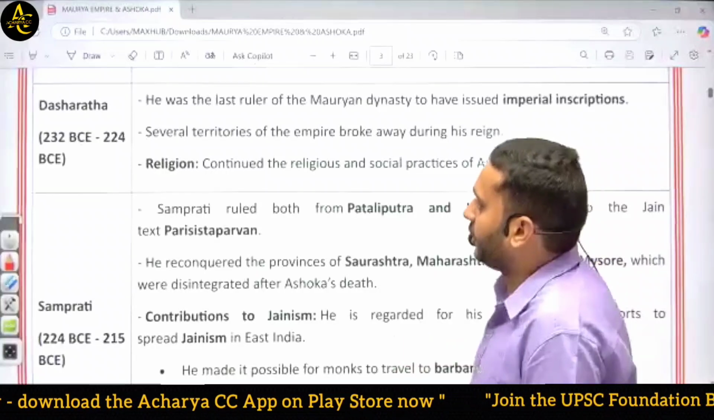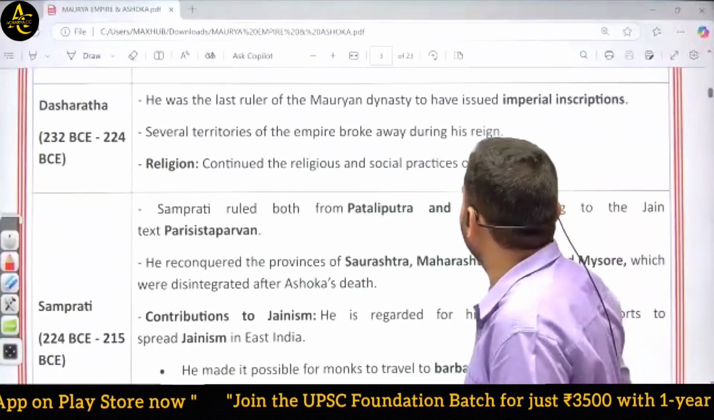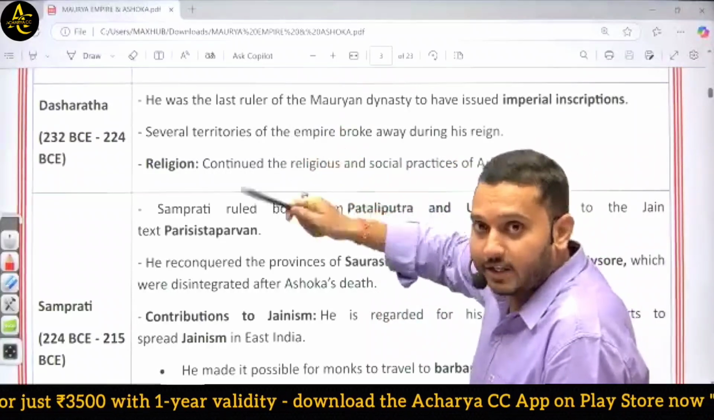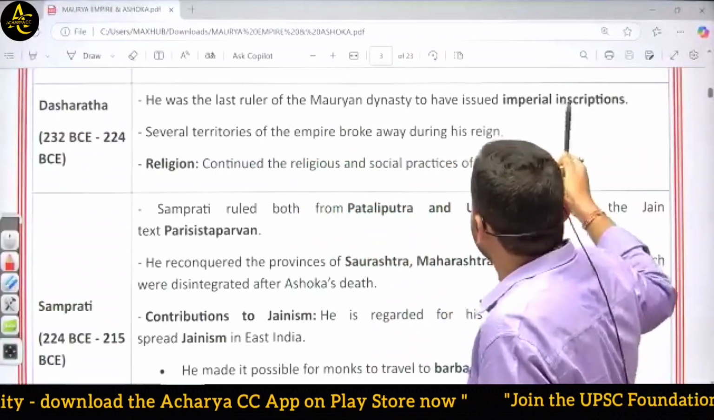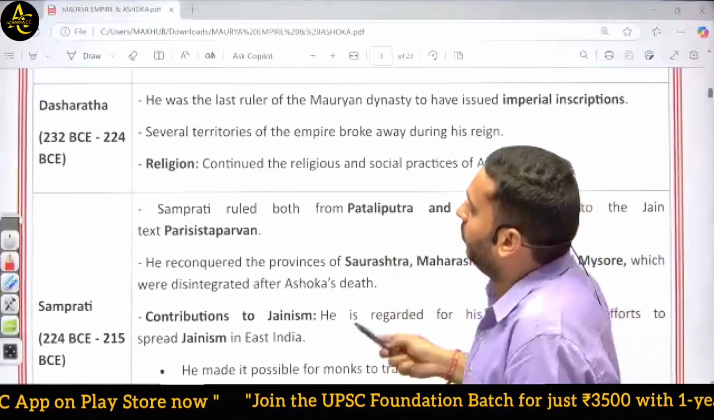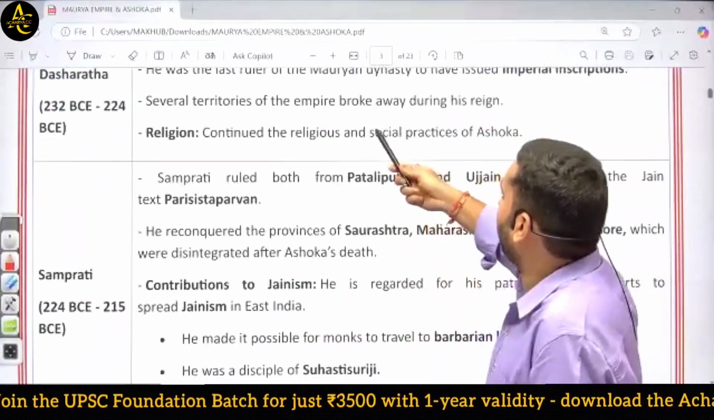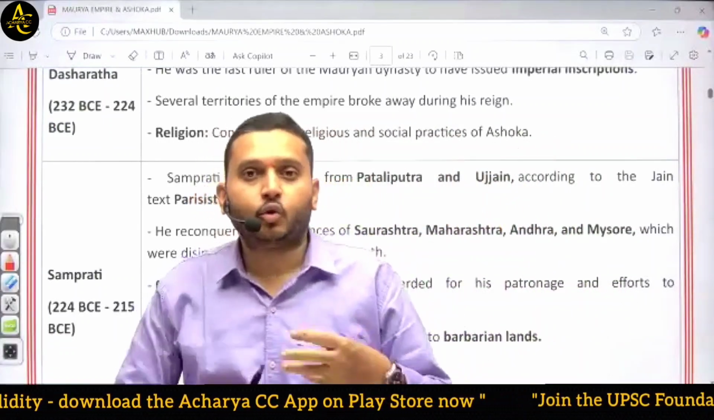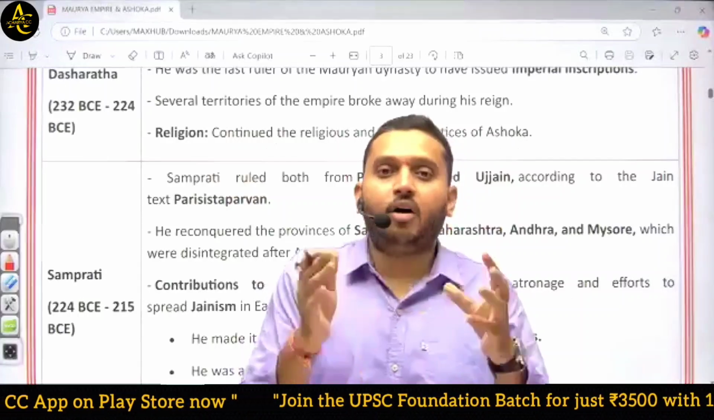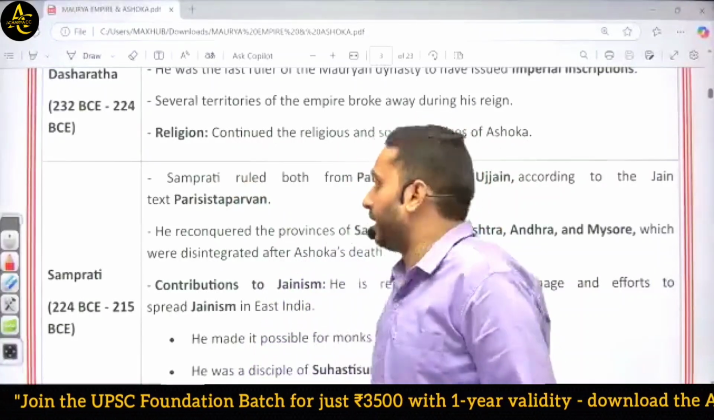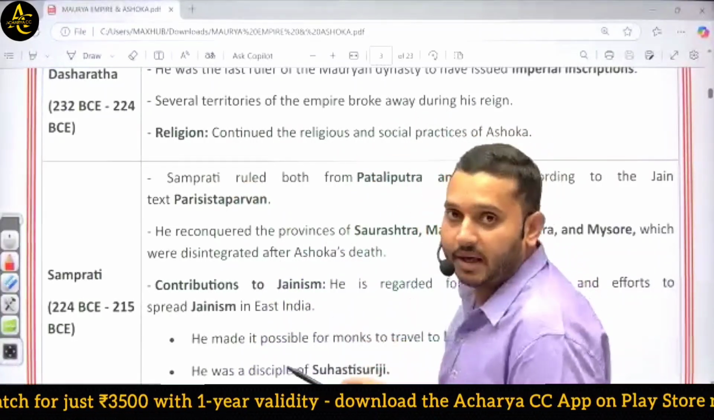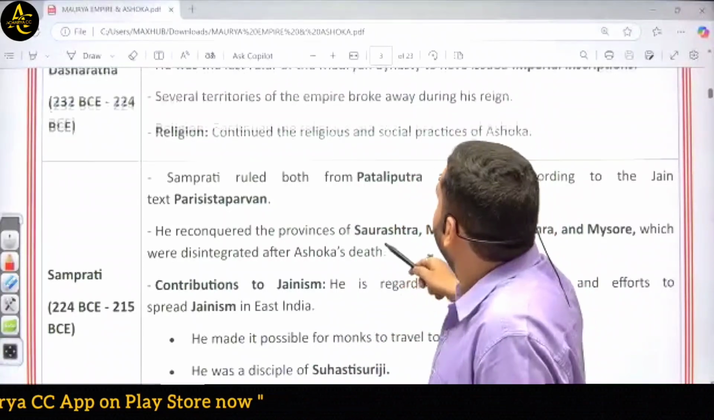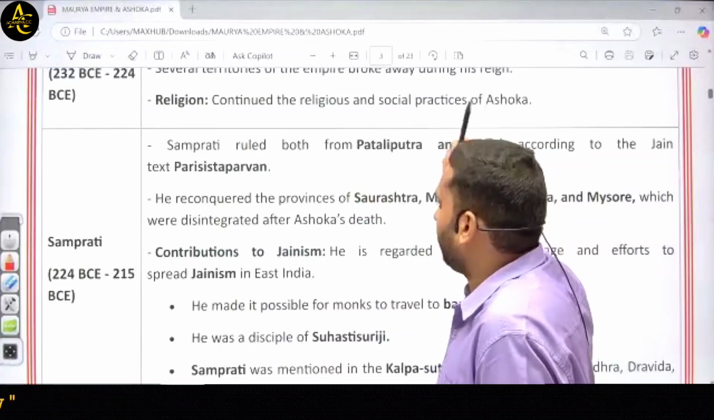So next was Dasharatha. He was the last ruler of the Mauryan dynasty to have issued imperial inscriptions. Last ruler means not of the dynasty, but the one who issued imperial inscriptions, that means the royal orders. Several territories of the empire broke away during his reign. Obviously, whenever a king becomes weaker, there is anti-incumbency, and revolts and agitations rage. If you cannot manage, your kingdom or state obviously breaks away. He continued the religious and social practices of Ashoka.